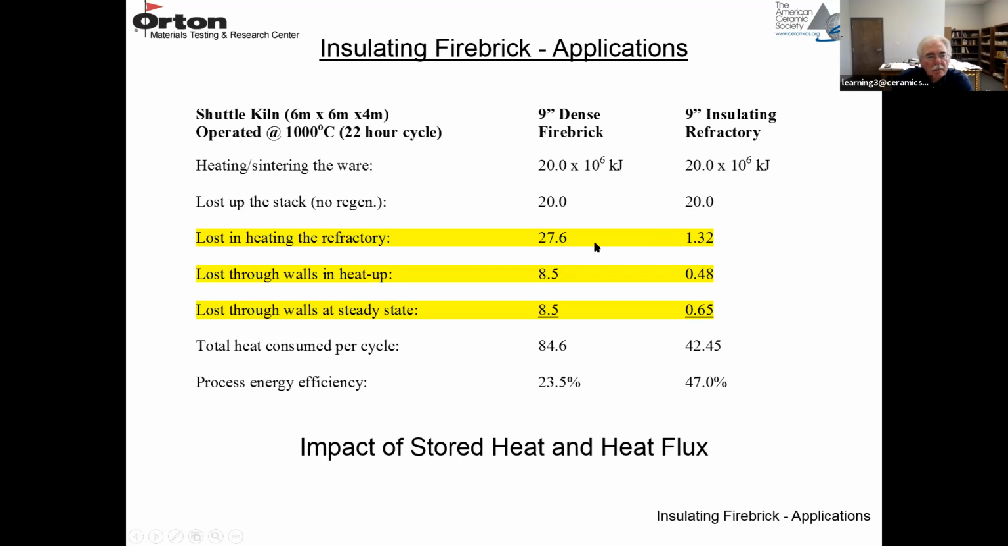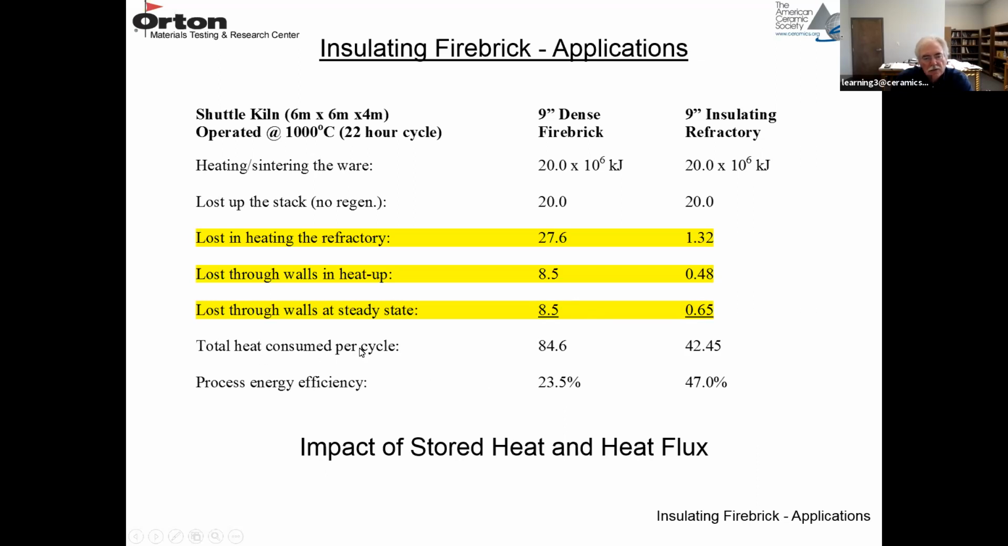But now, lost in heating the refractory lining, since this is a dense lining, this one takes 27.6 times 10 to the 6 kilojoules, and this is 1.32 times 10 to the 6. So much less heat is required to heat up the lining. Loss through the walls during the heat up is 8.5 times 10 to the 6 here, and this is 0.48 times 10 to the 6. Loss through the walls at steady state, 8.5 here, and this is 0.65, both times 10 to the 6.